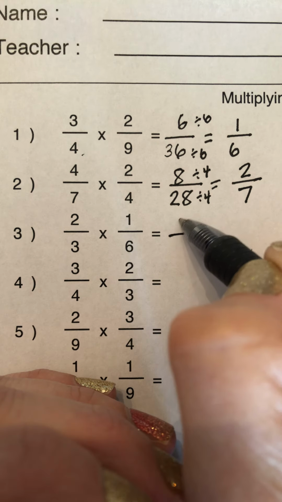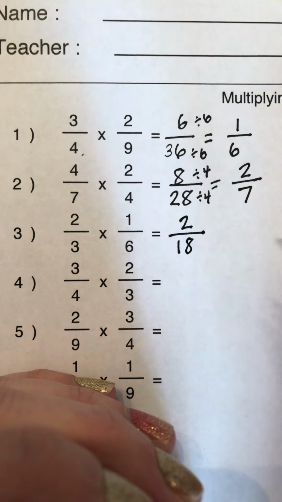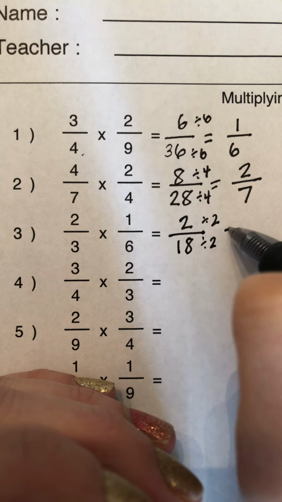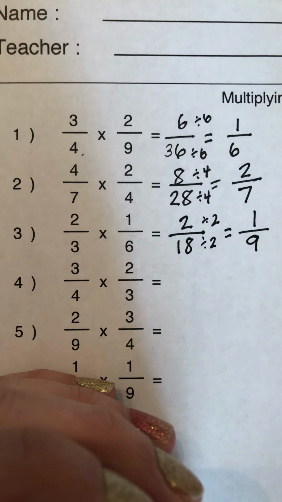Number 3, 2 times 1 is 2, and 3 times 6 is 18. All right, I know I can divide both of those by 2 to reduce it, and that would equal 2 divided by 2 is 1, and 18 divided by 2 is 9, so 1/9.